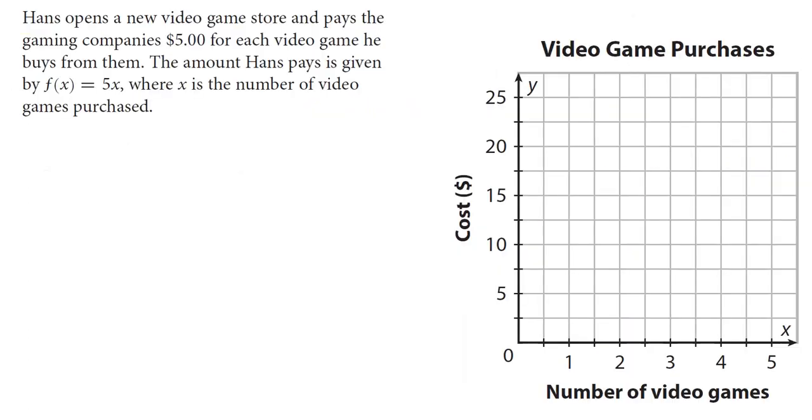All right, so let's go ahead and take a look at a real world problem. It says here, Hans opens a new video game store and pays the gaming companies $5 for each video game he buys from them. The amount Hans pays is given by f of x equals 5x, where x is the number of video games purchased. So let's go ahead and figure out the different money amounts that Hans may have to pay the gaming companies.